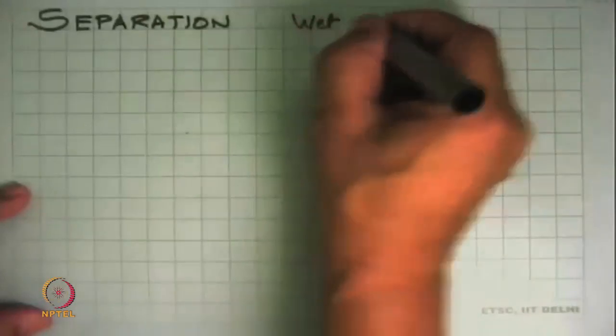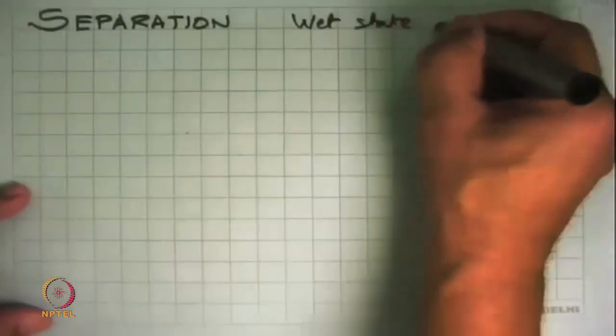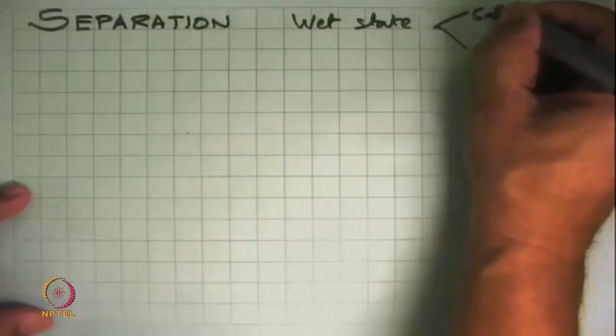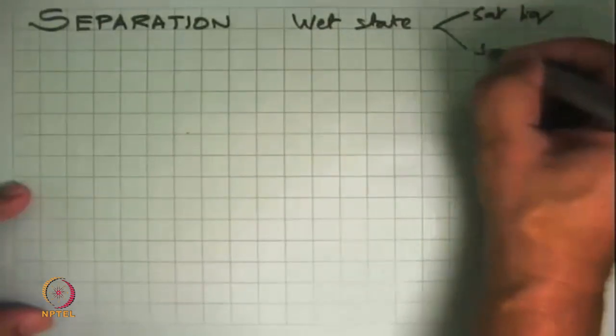And now we do the opposite of those things by looking at the idea of separation. And separation basically means that we have a wet state and I want to separate out the saturated liquid and saturated vapor.